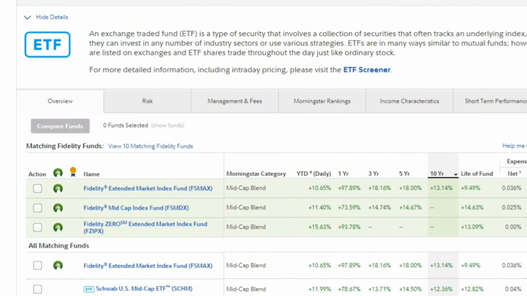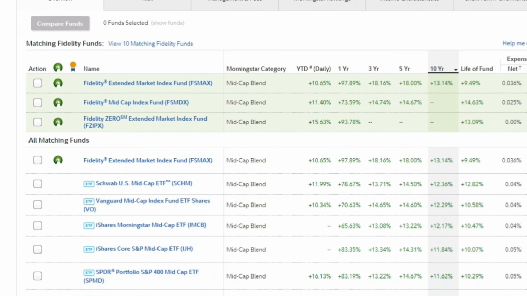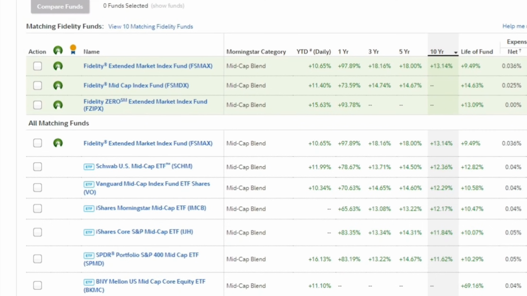Same idea here. I've already got all the same criteria with the expense ratio. So then if we sort here by 10-year return, I could have gone with Fidelity Extended Market Index Fund, FSMAX, which does have some great numbers here. But ultimately what I ended up going for with respect to the mid cap is I went with the Fidelity Mid Cap Index Fund, FSMDX. It's got a really great expense ratio of 0.025%. Lifetime return 14.6%, 5-year return 14.67%. It doesn't have 10 years of returns yet.